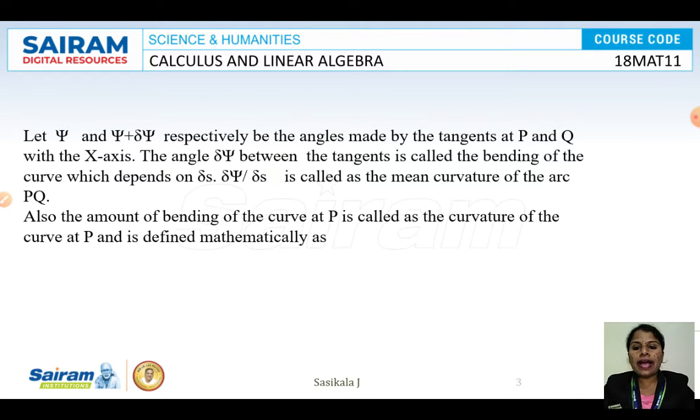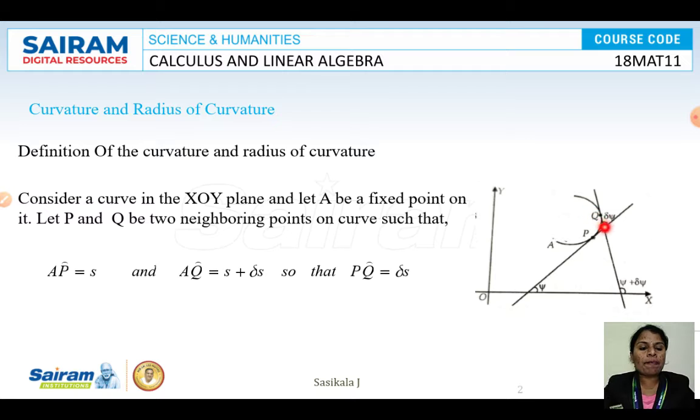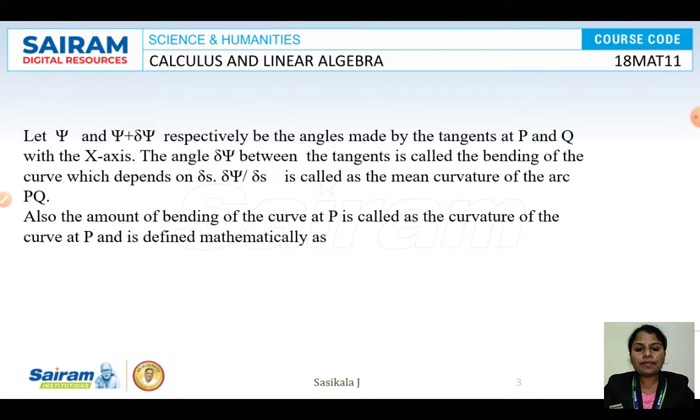The angle delta psi between the tangents is called the bending of the curve, which depends on your delta S. Delta S is nothing but your arc PQ, isn't it? So delta psi by delta S is called the mean curvature of the arc PQ. Okay, that's what is given. It is called the mean curvature of the arc PQ.